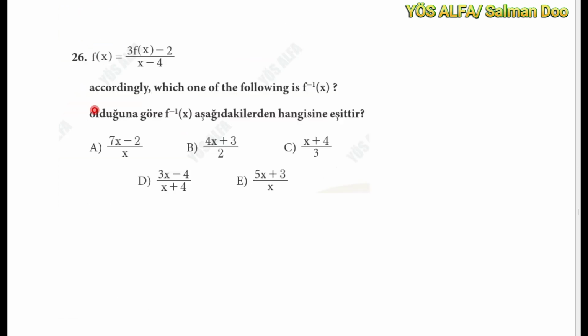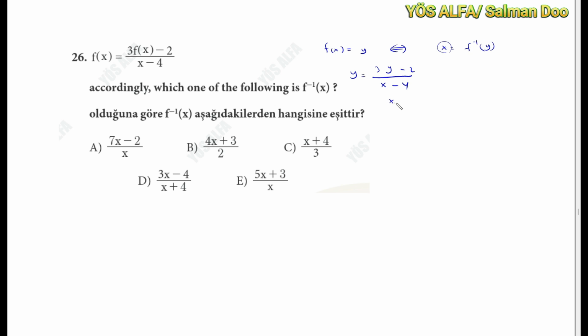f of x is given. Which one of the following is f inverse of x? So let's say f of x is equal to y. From here we can say that x is equal to f inverse of y. So let's substitute these values. f of x is equal to y. So we have y is equal to 3 times y minus 2 over x minus 4. From this expression, if we can find y, then we get the value of f inverse.